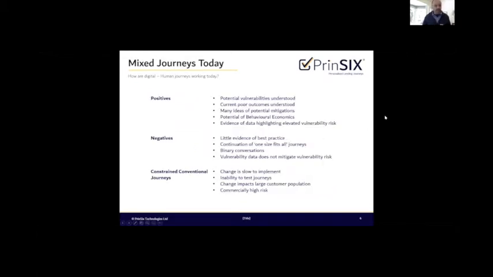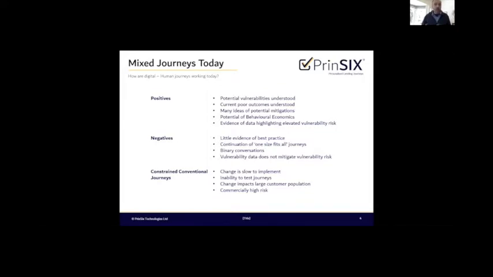Let's look at mixed journeys, though. That's the real challenge. So the positive is actually vulnerabilities are well understood. Everybody I spoke to understood what those potential vulnerabilities were. They understood what those potential poor outcomes were. And they all had a huge number of ideas around what could be done to potentially mitigate all of those.